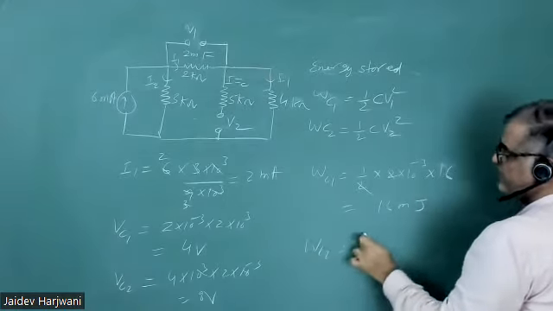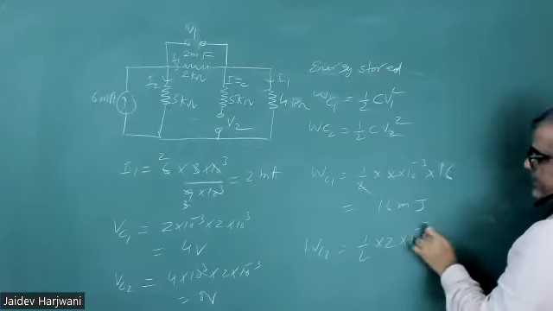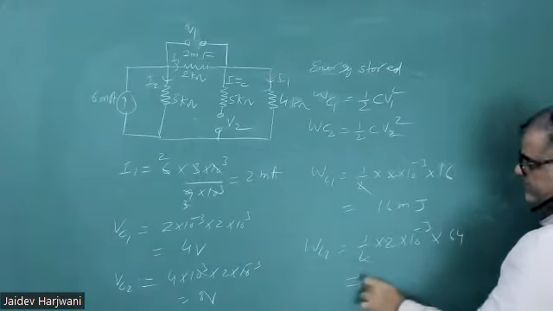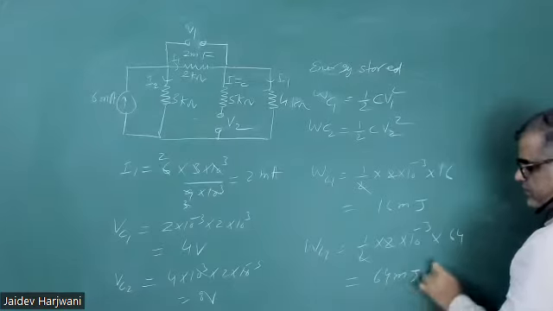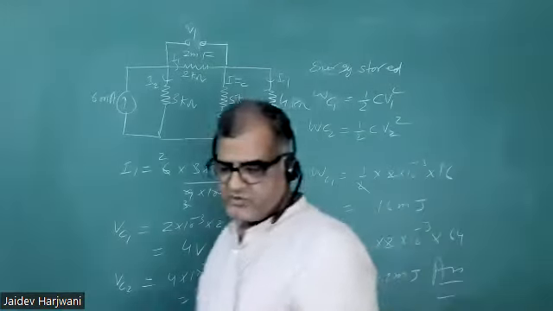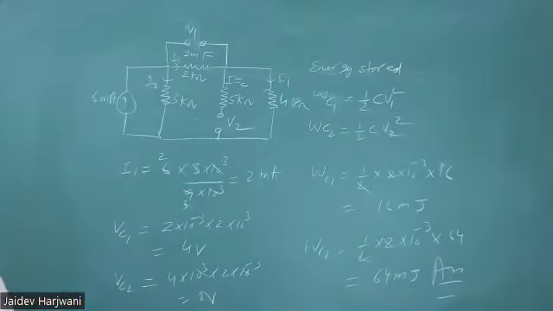WC2 will be half, capacitance again 2 millifarad, and this is 8 into 8, 64. So this cancels, so this becomes 64 millijoule. So capacitor questions are very easy. Okay, just make it open, and you can find what is the voltage across the capacitors.